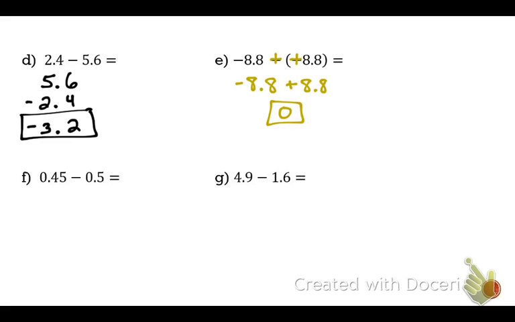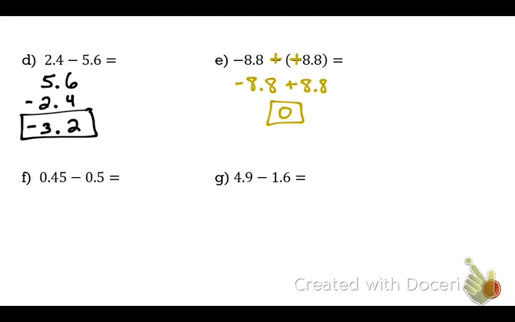If you remember a few days ago, I told you the mathematical term. It's called an additive inverse because you're adding inverses, or you're adding opposites. Anytime you add the opposite number, it will always equal 0. Let's go on to the next one.